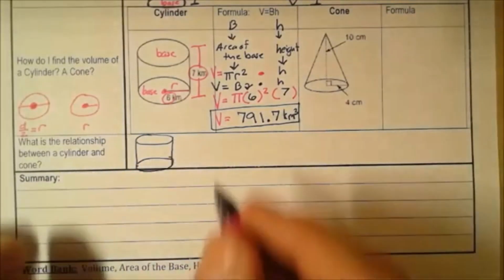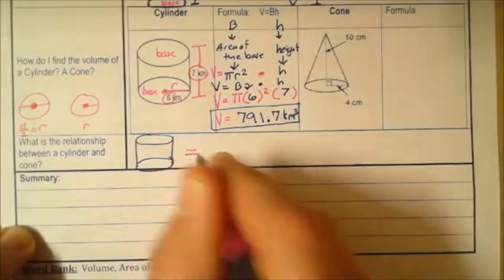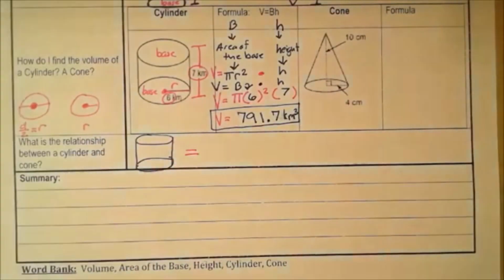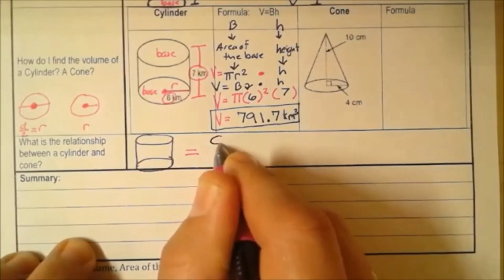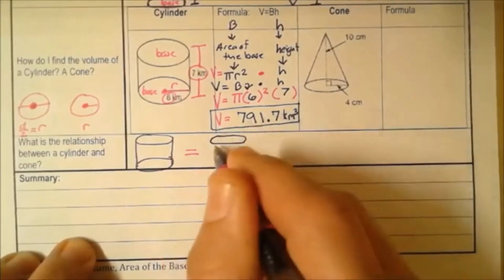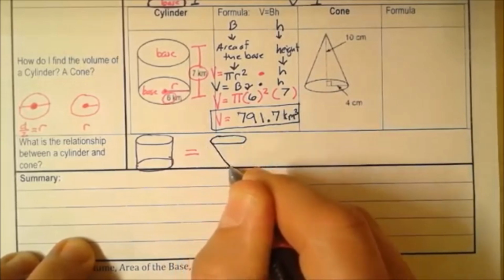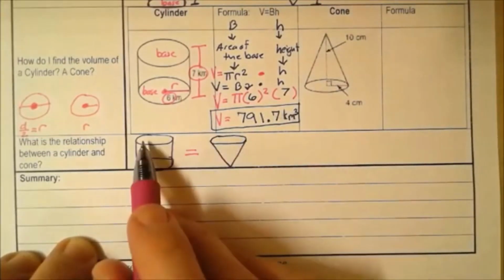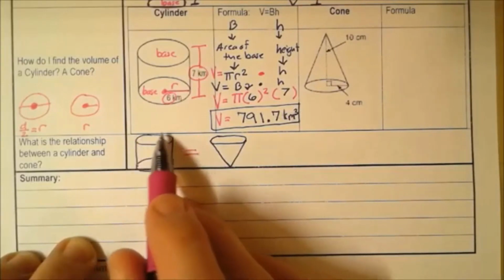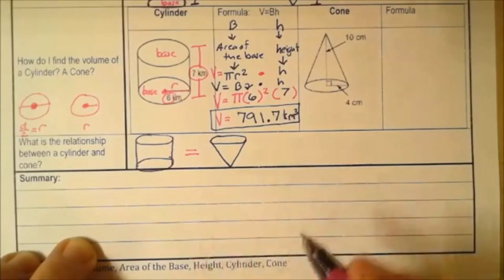Alright, and a cylinder is going to be equal to 3 cones, providing they have the same height and the base on the cone has the same circumference, or the same diameter as the base of the cylinder.